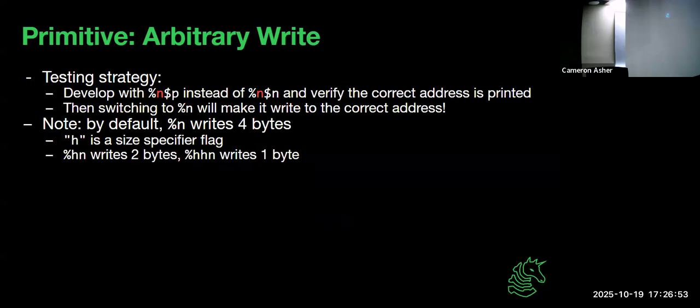So the testing strategy again is to use the P specifier, so we verify that we're getting the correct address, and then we'll actually switch it to %n to actually write it to that correct address. By default it'll write 4 bytes, but you can actually change this if you need to write less than 4 bytes to the target address. So HN will write 2 bytes. HHN, which is like half of n, will write 1 byte, because that's a quarter of 4.